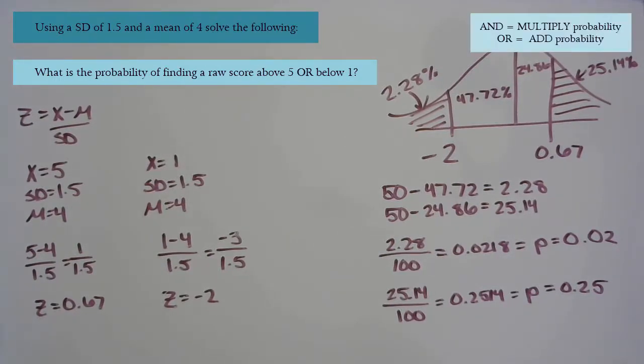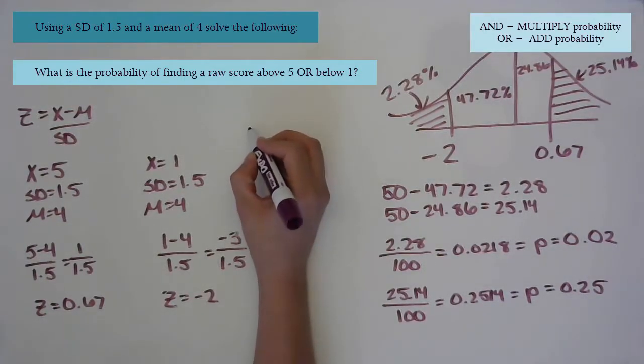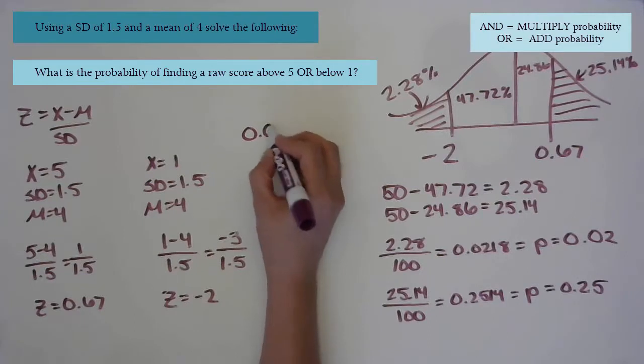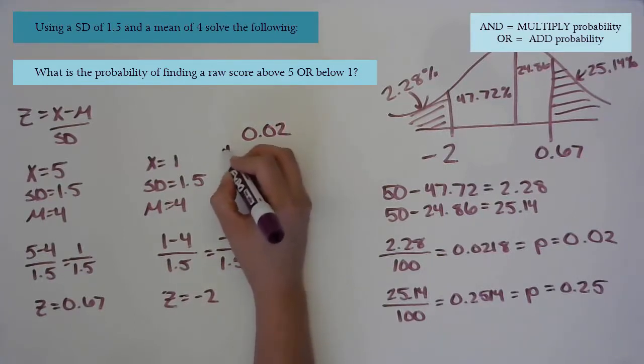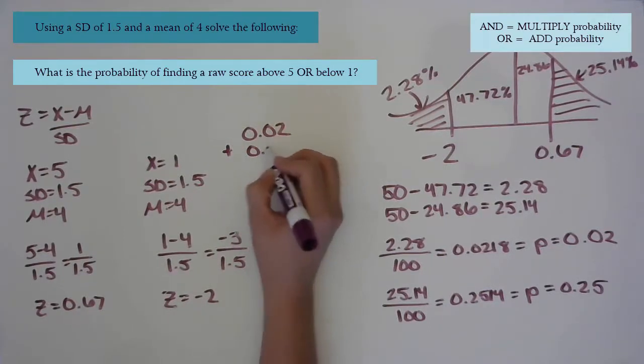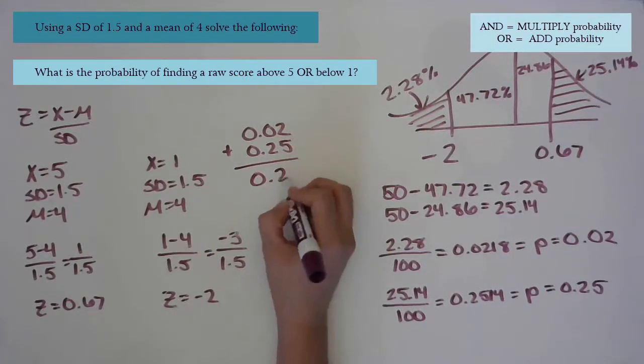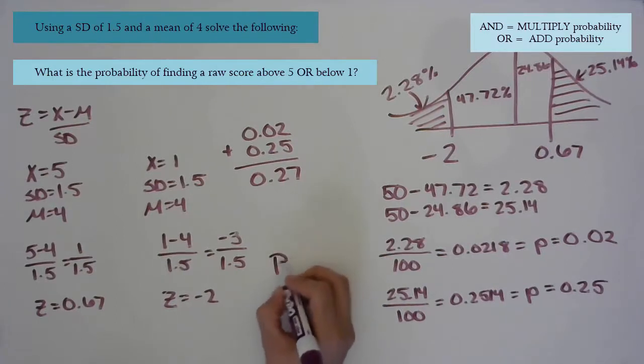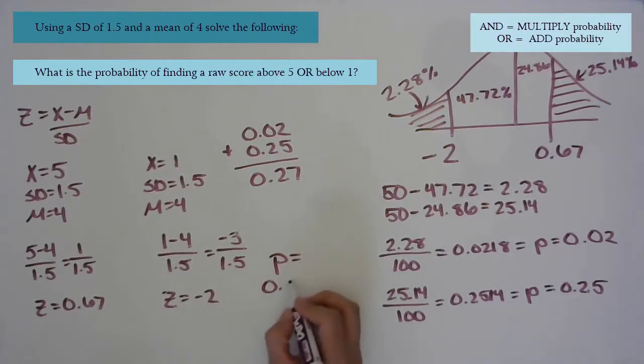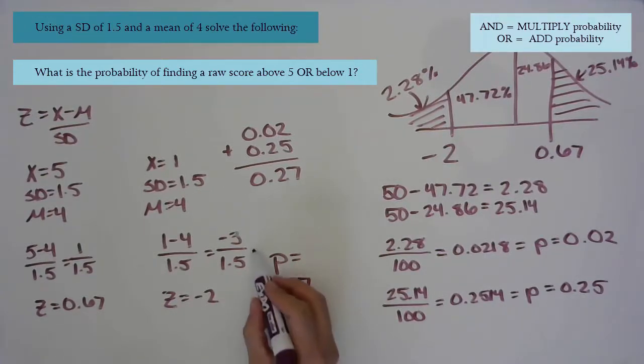Okay, now if we look at the problem, it is asking for a raw score above a 5 or a raw score below a 1. Now, because it is asking for or, that means that we add. So when we add, we are going to take 0.02 and we are going to add that to 0.25. That is going to give us 0.27. So our final answer for this is 0.27. So the probability of finding a raw score above a 5 or a raw score below a 1 is 0.27.